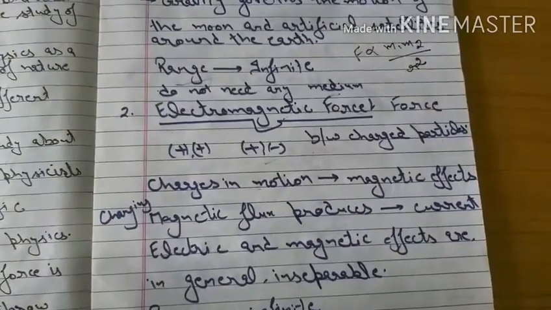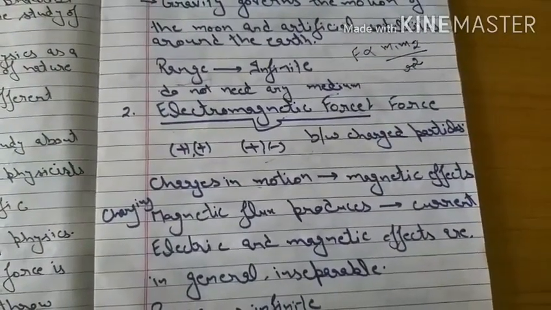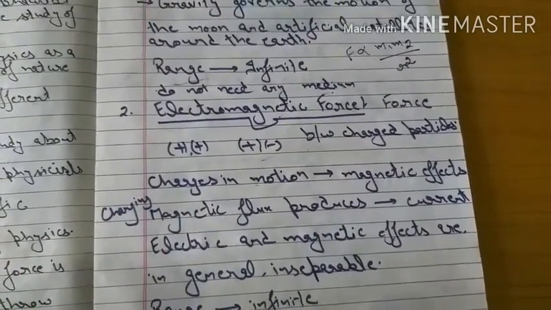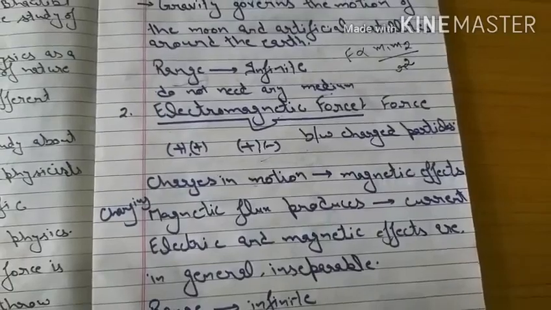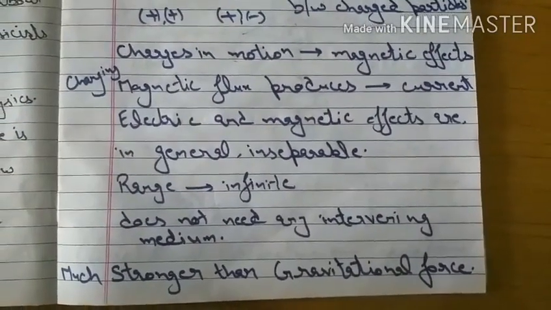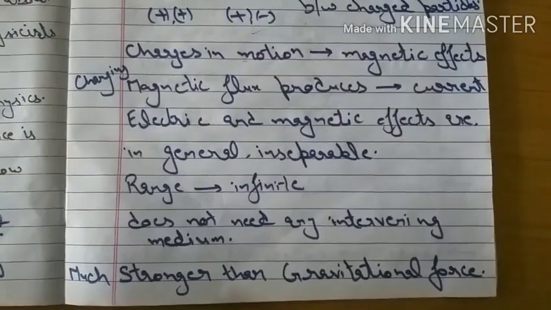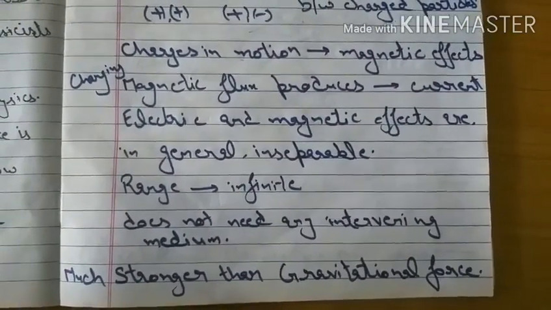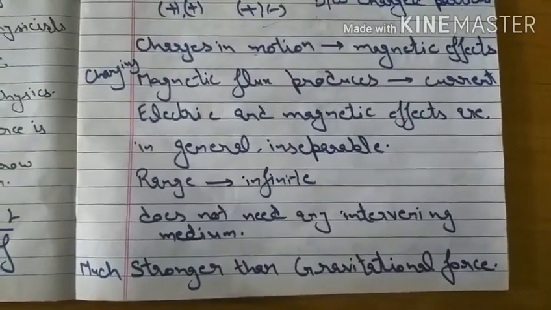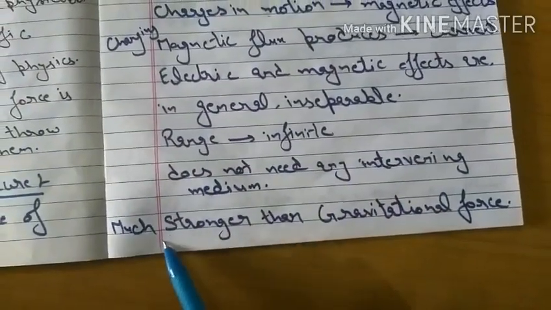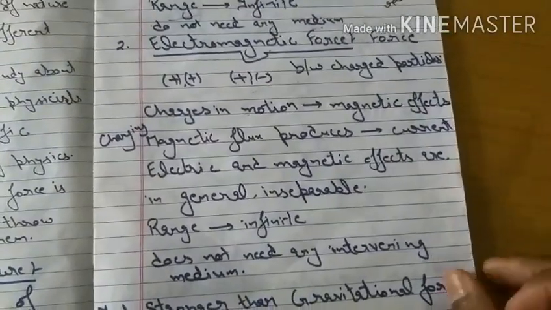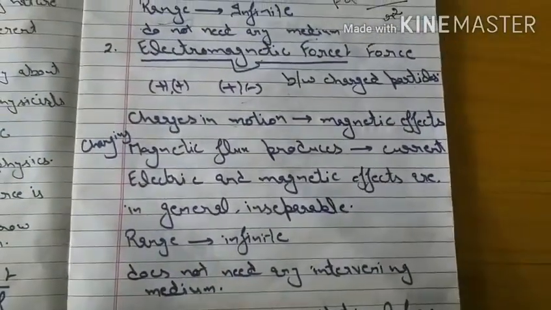As you have studied in class 10th, whenever current flows in a circuit, it produces a magnetic field around the circuit, and also we can produce the current in the circuit by changing the magnetic flux linked with the circuit. Now, like gravitational force, electromagnetic force can also act up to infinite distance, that is, its range is infinite and it does not need any intervening medium. But remember one thing, that it is much stronger than the gravitational force. The strength of electromagnetic force is much larger than the gravitational force.